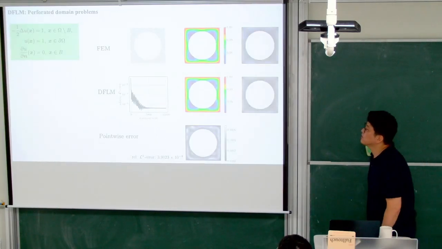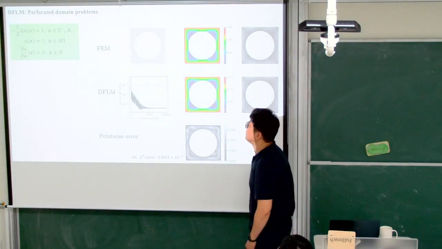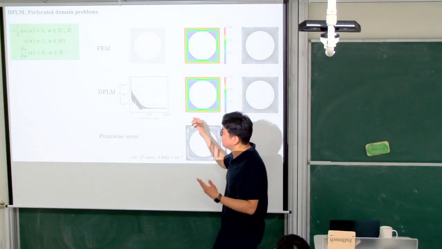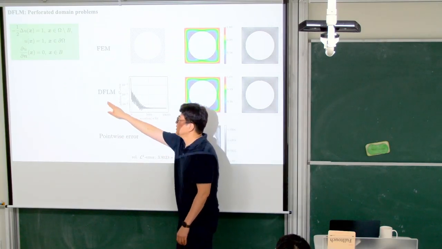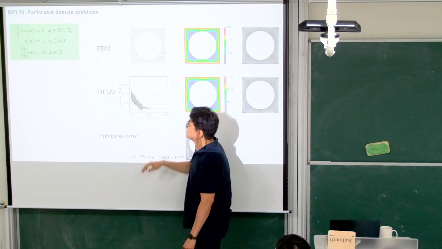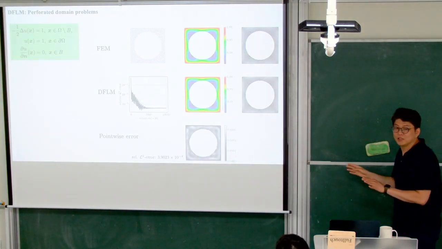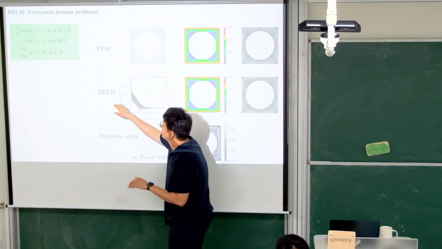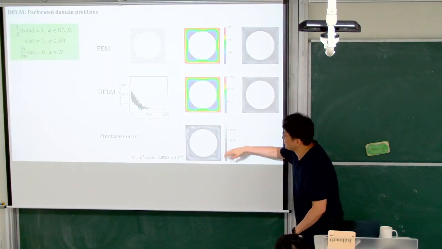Okay, so when you solve this, the first row is the FEM reference, and the second one is our method. I forgot to mention that our method is named DFLM, the derivative-free loss method. As you see, there's no derivative with respect to the input, different from the PINN, right? So our method is the second row.